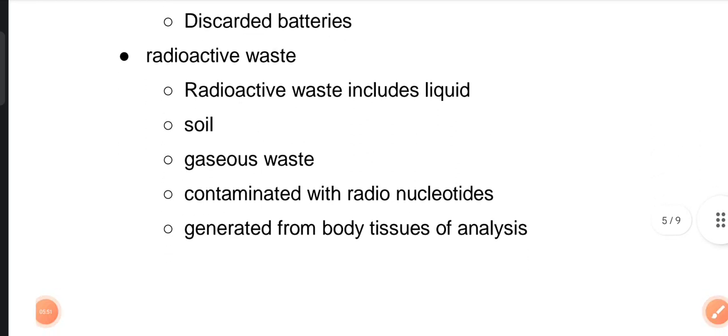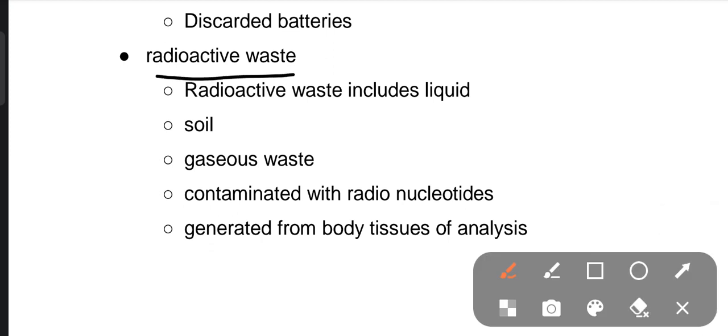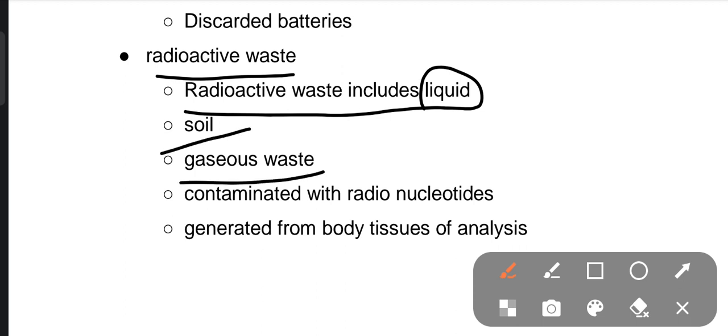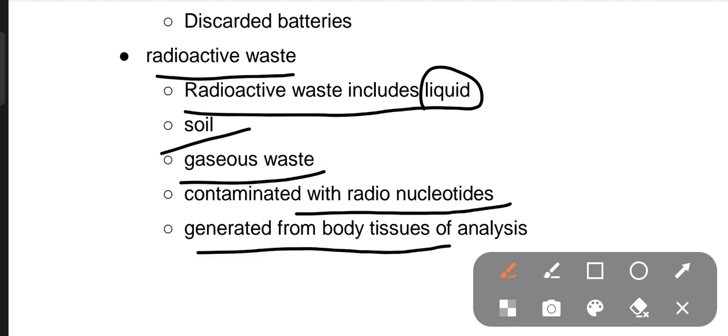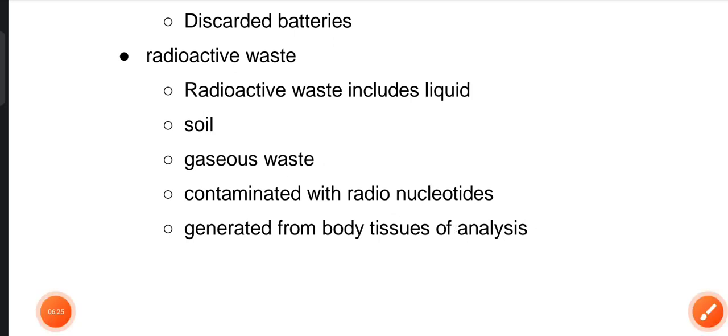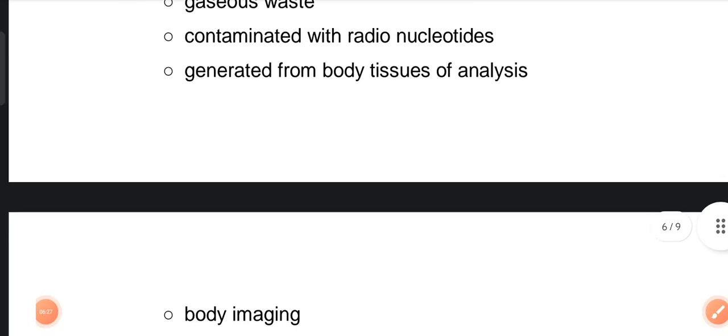And the next one is the radioactive wastage. Radioactive wastage is nothing but radioactive chemical liquids which produce radiation, and soil, gaseous waste contaminated with radionuclides, and waste generated from body tissues during analysis. That is radiotherapy and chemotherapy for cancer treatment. These come under the radioactive wastage.